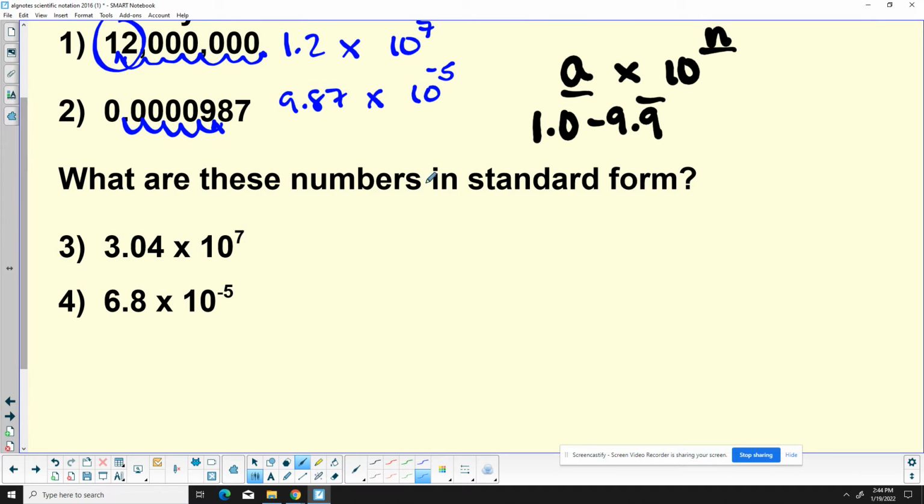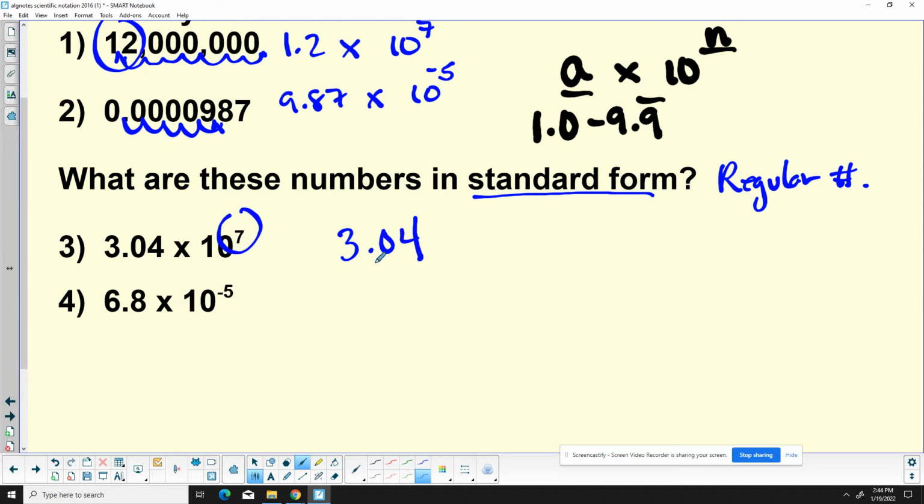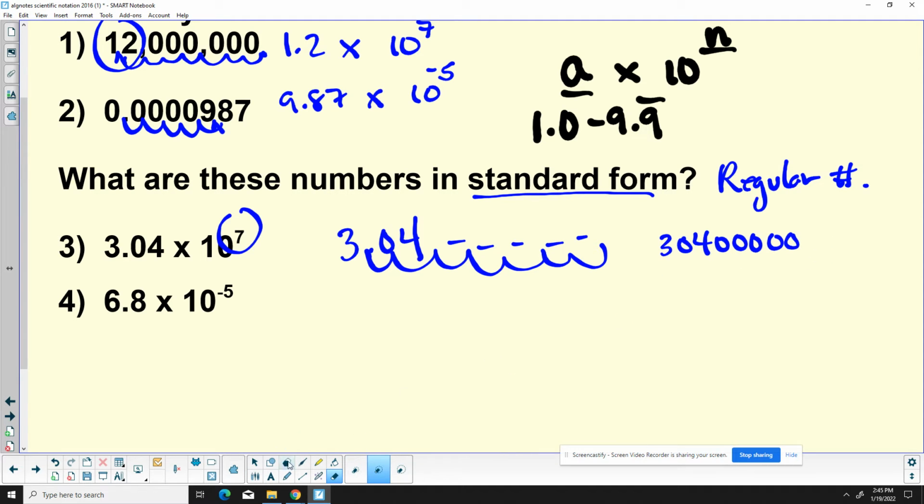So if I do the same thing, but I go backwards, standard form is just a regular number. So 3.04, I write that down. I'm jumping over 7 times, and I'm making the number bigger, which means I'm moving the decimal to the right side. 1, 2, 3, 4, 5, 6, 7. And in these little spaces go zeros. And then I can put my commas in. So 30,400,000, because I added 5 zeros.